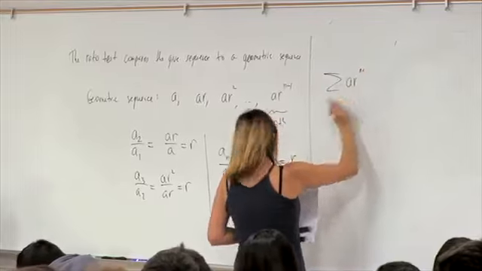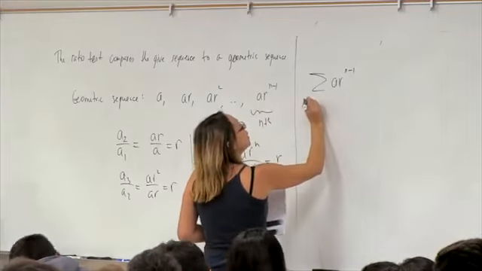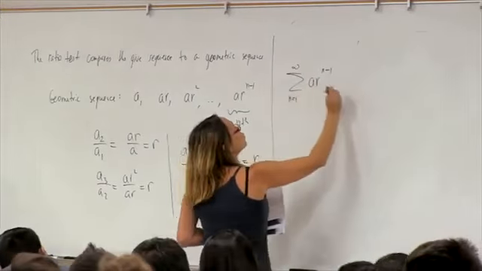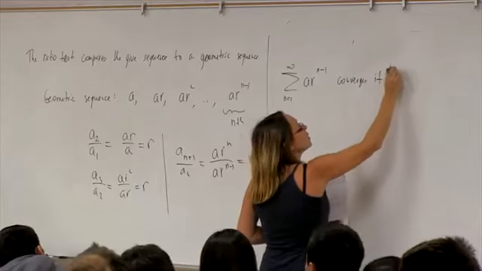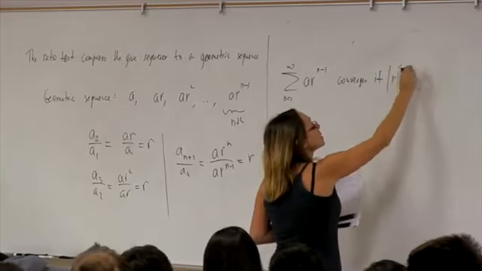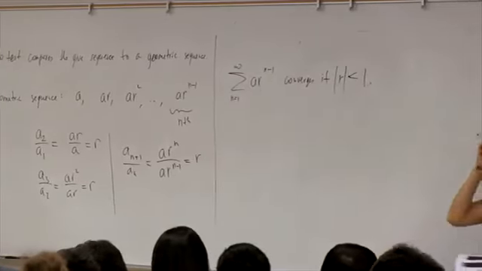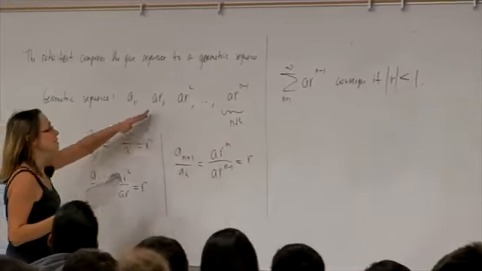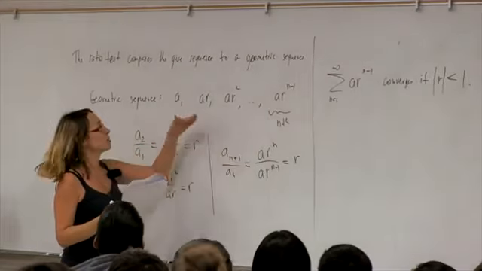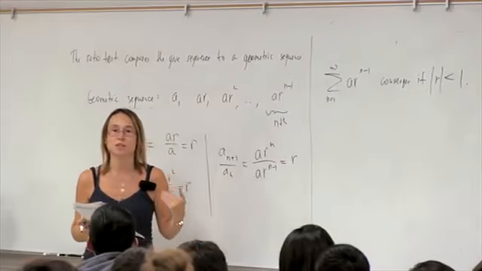Now, what do we know about the series, the sum of ar to the n minus 1? It converges if r is less than 1. Right? So this is the main thing that we have to remember about this series. And the reason for this is because the terms decay. They become smaller and smaller and smaller, and they become smaller fast enough such that it works.